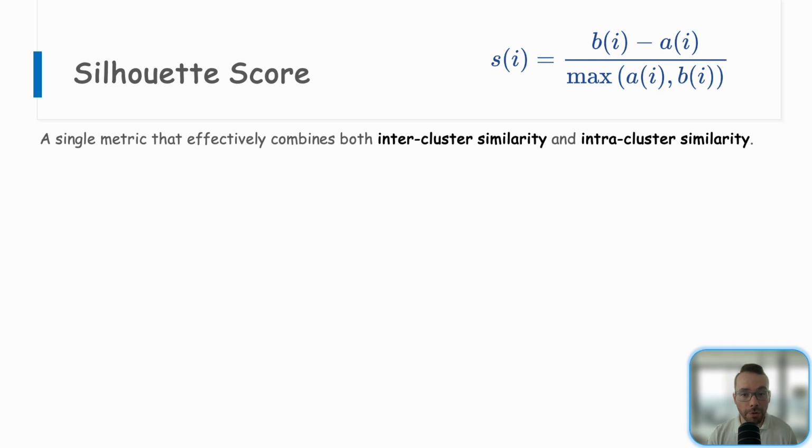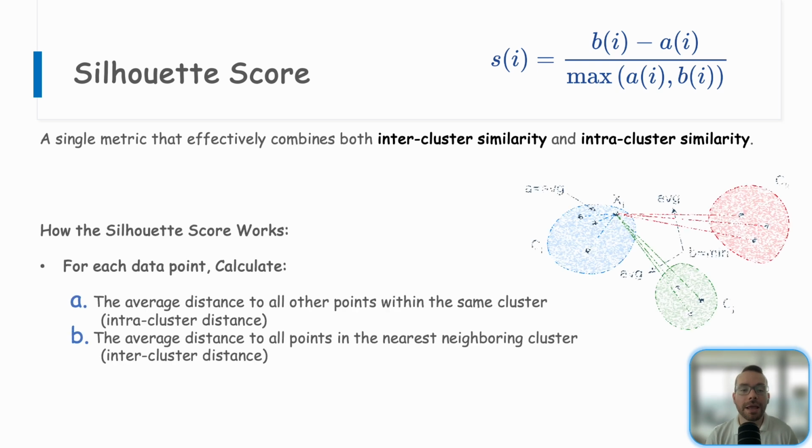Now, the formula looks like this, and what are A and B here? So A is the average distance to all other points within the same cluster, which is also referred to as intra-cluster distance, and B is the average distance to all points in the neighboring clusters. So in order to get a high silhouette score, you want your B to be as large as possible and your A to be as small as possible.